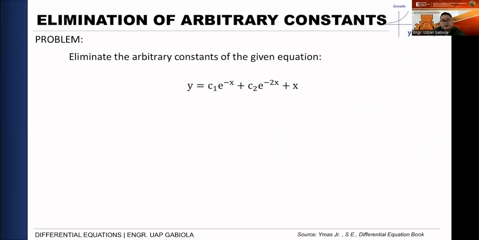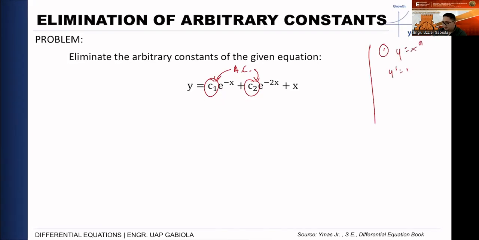Ayan. So, eliminate natin yung arbitrary constant. So, ilan ang arbitrary constant natin for this equation? Dalawa po. Okay. About the others, do you agree? Dalawa. Yes po. C1 and C2. Okay? So, yan yung arbitrary constant natin. Okay? Ibig sabihin, kailangan natin siyang i-derive twice, no? Pero, anong formula ng derivative yung kailangan natin? So, kailangan natin, of course, yung sa ating power formula.